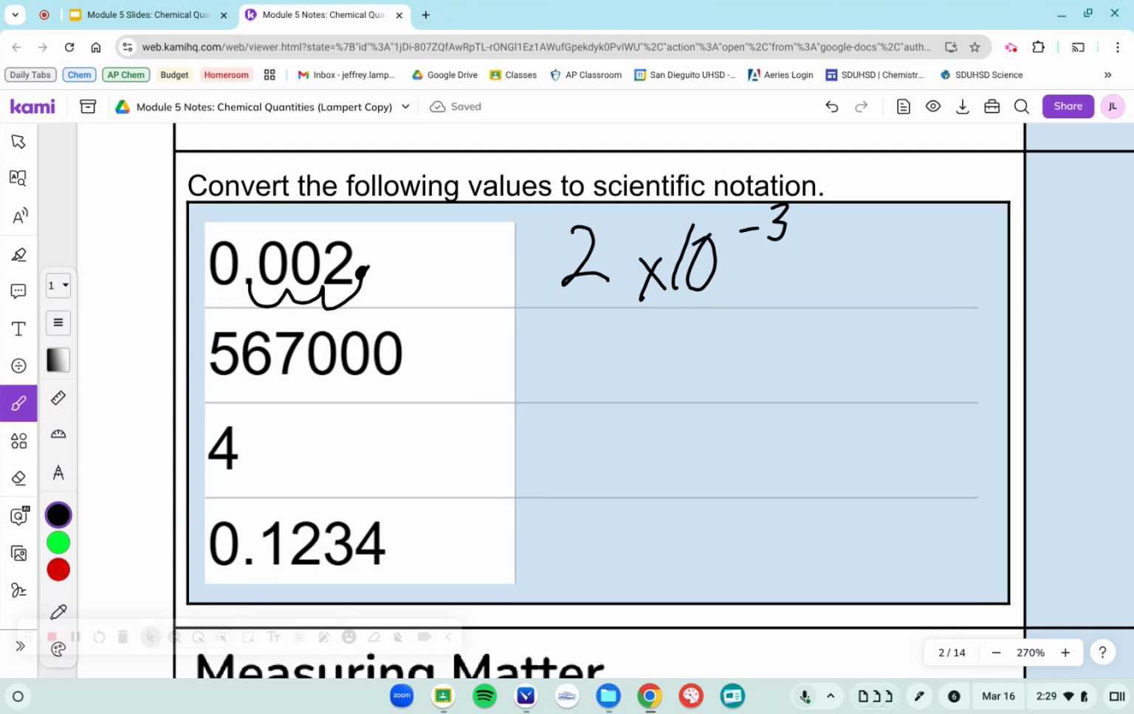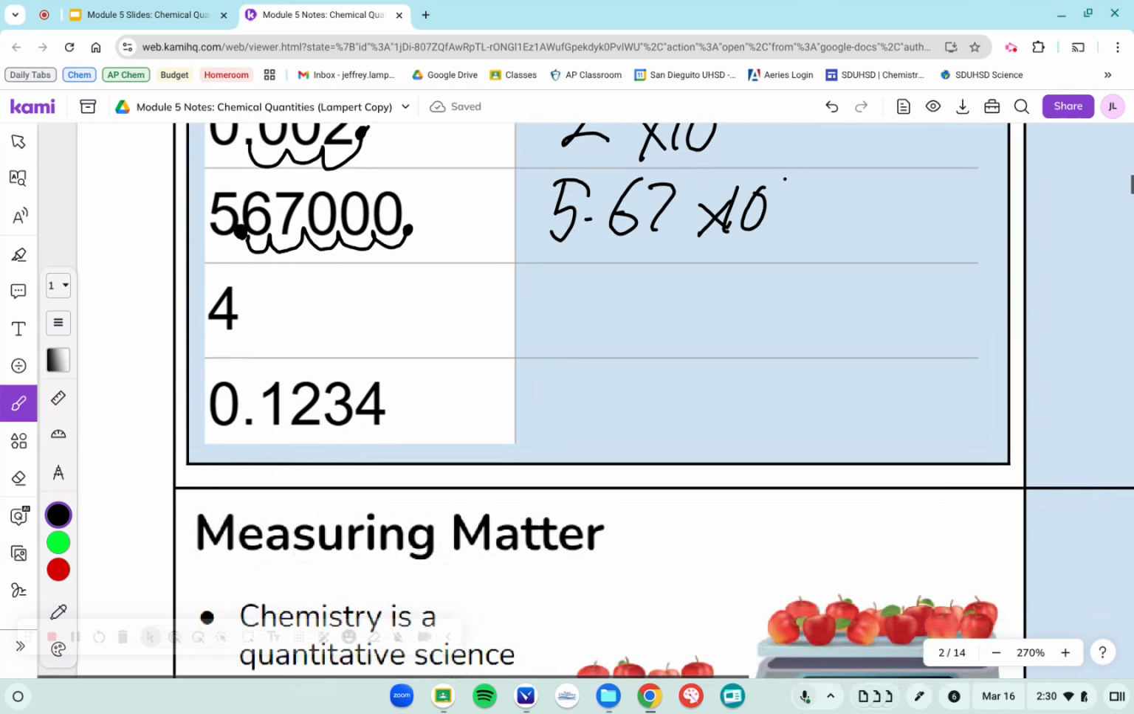All right, so next, 567,000. We move our decimal place from where it starts. Remember, that's after the 1s if it's not being shown, all the way across until I just have one number in front. Then I just have 5.67, and again, times 10. And I've moved my decimal place 1, 2, 3, 4, 5 places. So because I moved it 5 places, it's going to be 5 or negative 5. But in this case, I started with a really big number. So it's going to be positive 5. Questions here?